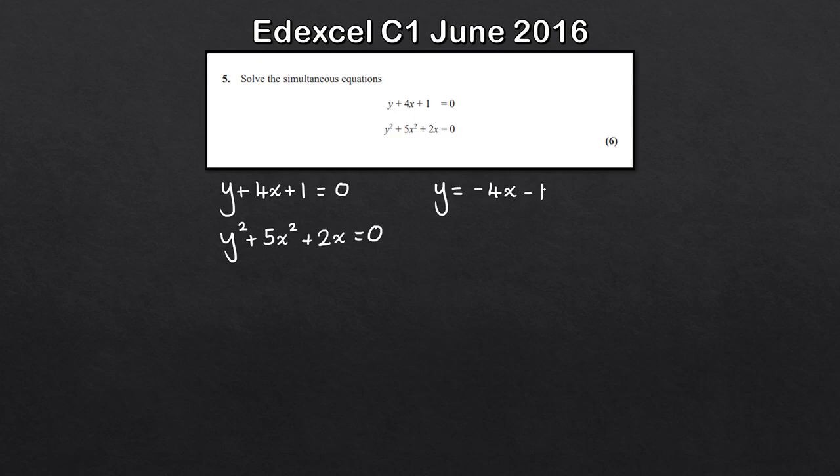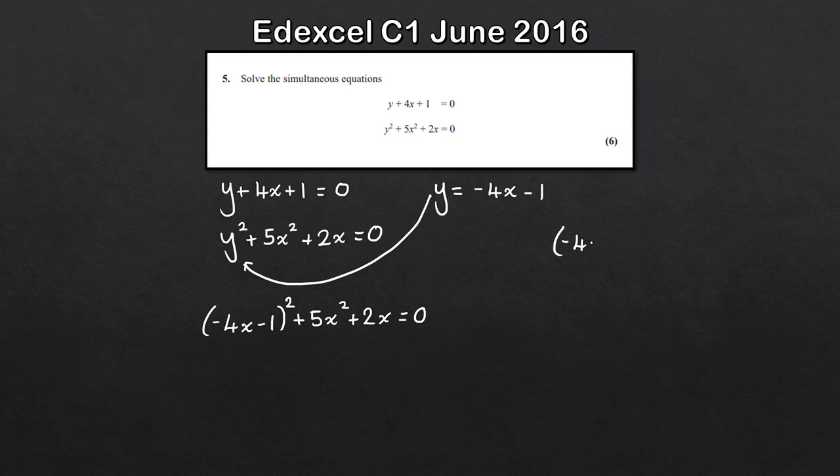So what I'm going to do now is substitute this y equals into this y squared. So if we do that, what we get here is minus 4x minus 1 all squared plus 5x squared plus 2x equals 0. And here now all I need to do is expand these double brackets and start collecting the like terms. So this minus 4x minus 1, if it helps, put the 2 brackets.